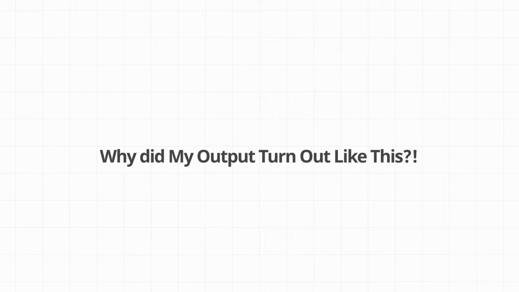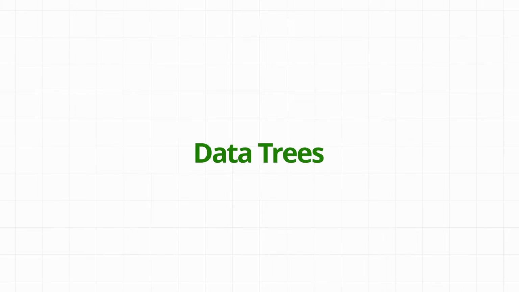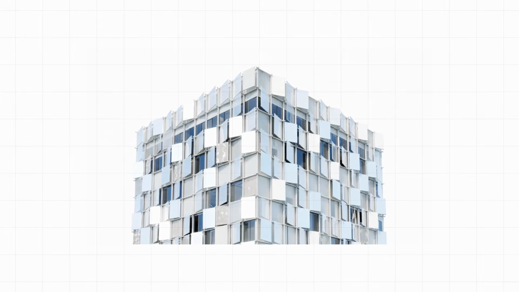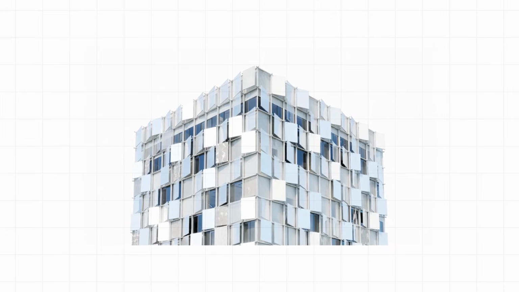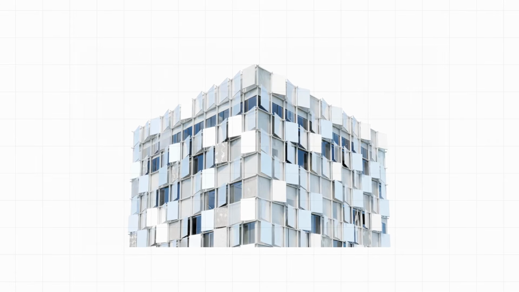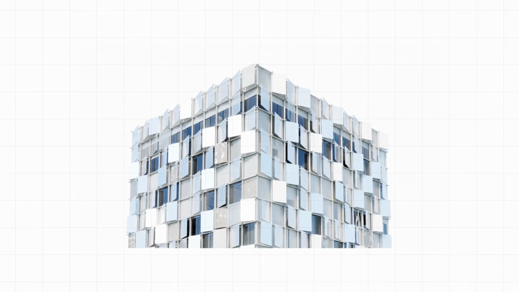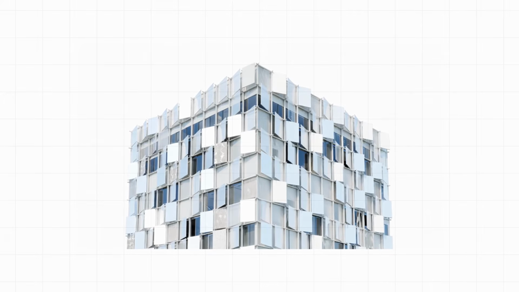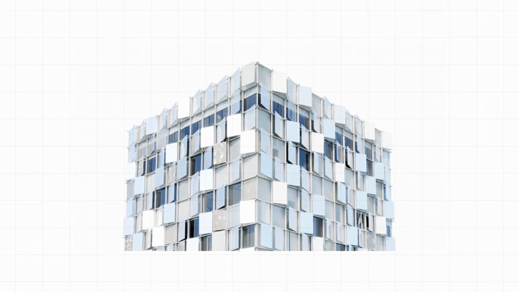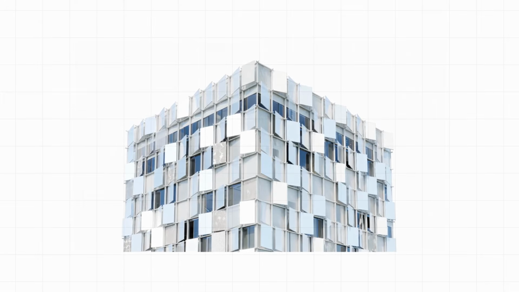Today's topic is data trees, something that can honestly be called the beating heart of Grasshopper. Let's start with a real-world example. Imagine you're designing a building facade with around 1,200 panels, but not repetitive panels. Each one has its own size, its own rotation, and even a different response to light or view.